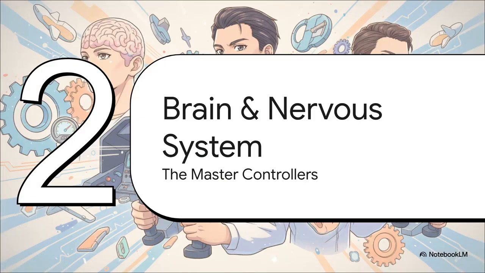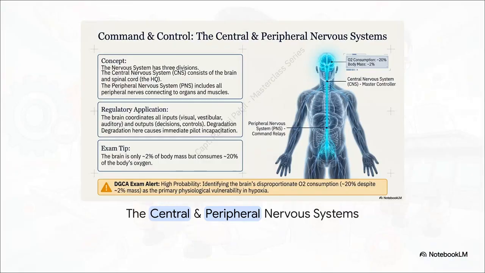All right, Section 5, Brain and Nervous System, the Master Controllers. Conceptually speaking, your nervous system is split into distinct divisions. You've got the central nervous system, or CNS, which is basically your headquarters. That's your brain and spinal cord. Then you have the peripheral nervous system, or PNS, which acts as the command relays connecting out to your organs and muscles. For regulatory application, consider this mind-blowing stat. The brain makes up only about 2% of your total body mass, but it greedily consumes roughly 20% of your body's oxygen. It's incredibly demanding.